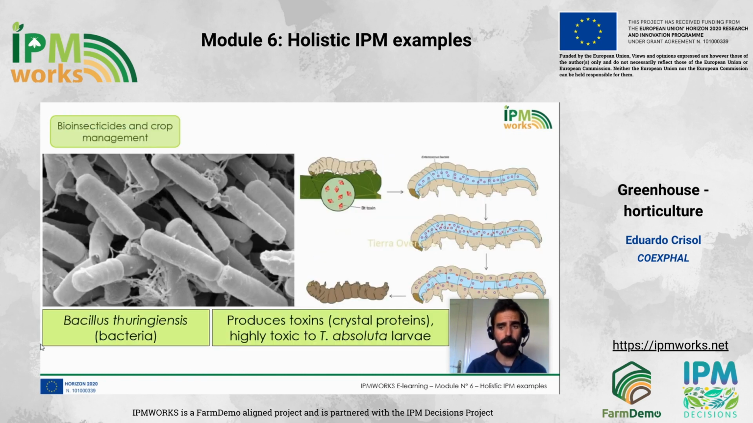We're moving on to the last IPM element, which is using bioinsecticides in crop management. In this case, we talk about Bacillus thuringiensis, which is a bacteria. This bacteria produces toxins that are highly toxic to Tuta larvae once the larvae consume them, normally when they are sprayed over the crop.